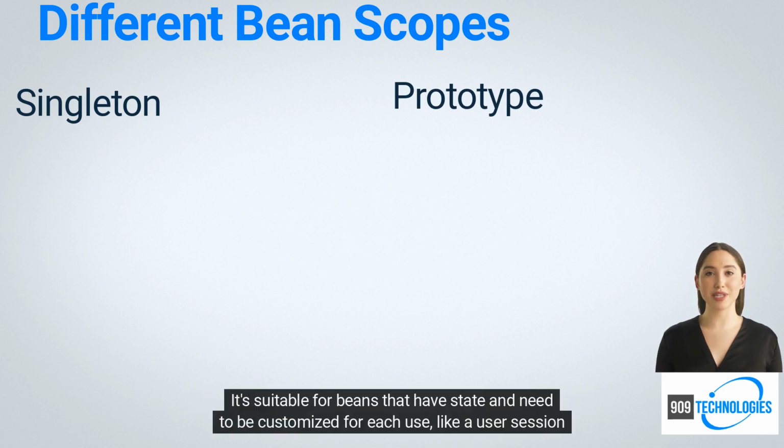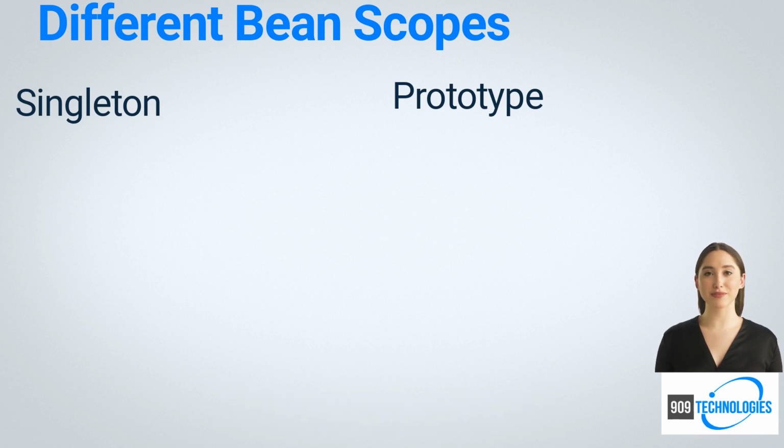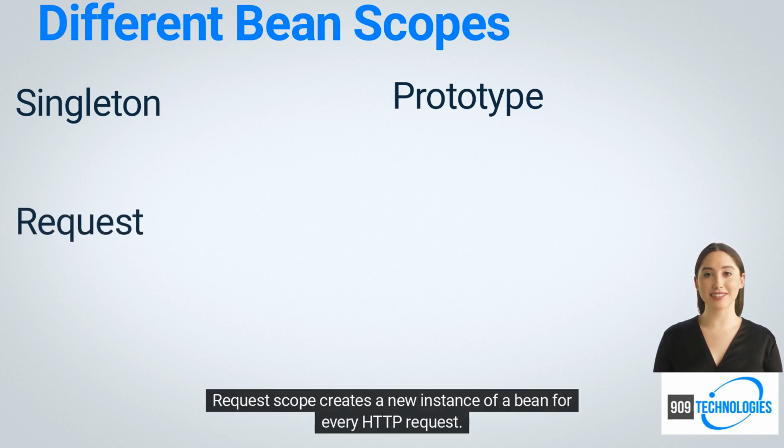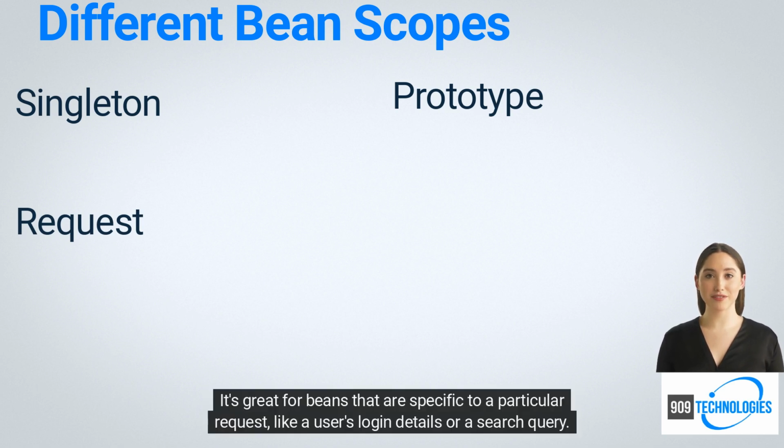It's suitable for beans that have state and need to be customized for each use, like a user session or a shopping cart. Request scope creates a new instance of a bean for every HTTP request. It's great for beans that are specific to a particular request, like the user's login details or a search query.